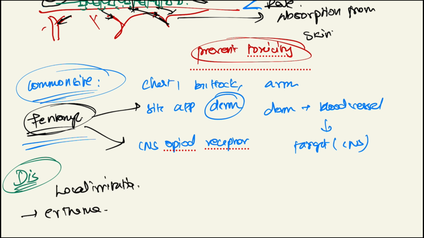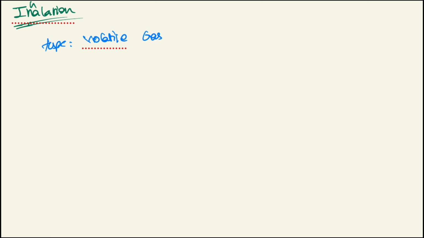Now we come to inhalation. In inhalation, what type of drug can be used? Very volatile, gaseous or liquid drugs can be used, because it is inhaled. We can't use very strong or very thick liquids. A very common example is anesthetics. We all know they are given through inhalation, going from the alveoli to the blood and then to the CNS.